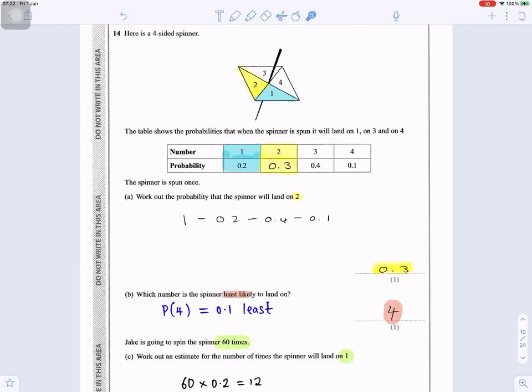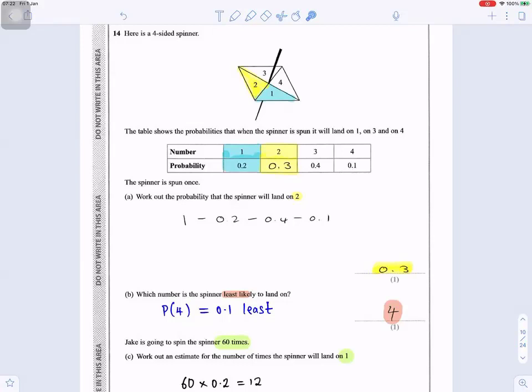Part B, which number is the spinner least likely to land on? Least. The smallest probability is 0.1, and that means it's 4. The probability of getting a 4 is 0.1, and 0.1 is the lowest, the least.